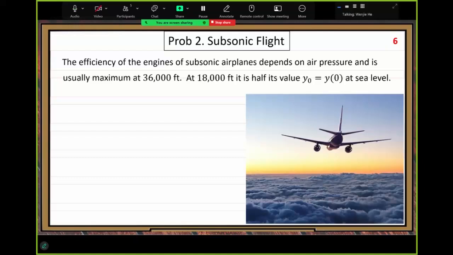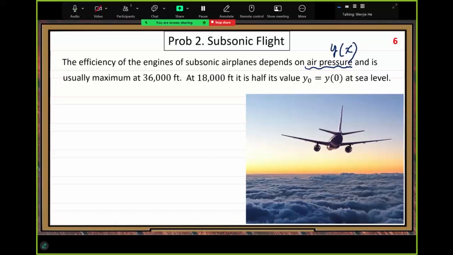So air pressure, there is a function. Here we use the y. Because of the height, here we need to use height. So let's use x, variable x, the height. But at sea level, when the height is 0, the pressure is given. Y0. That's the air pressure.